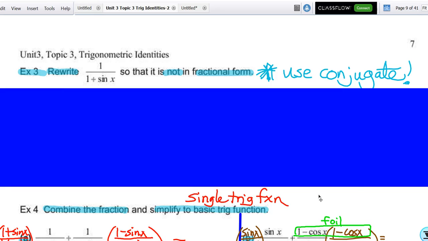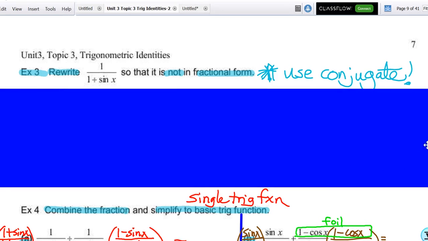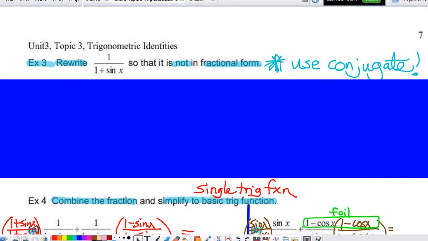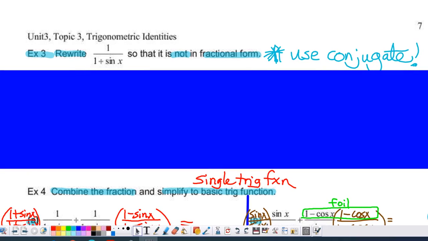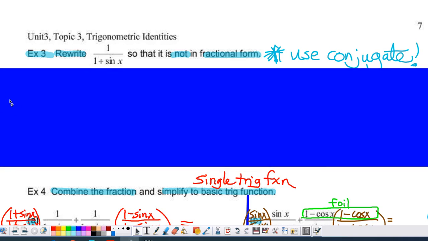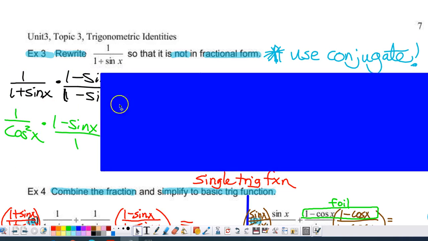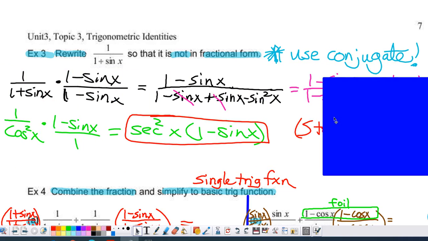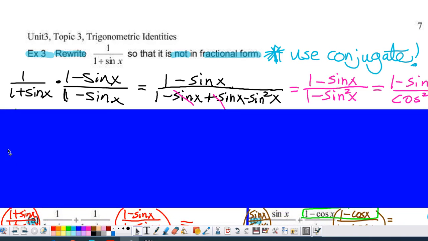I'm on page 7, and to do page 7, my first hint is that you need to use what you know about conjugates. So if it says rewrite 1 over 1 plus sine x so that it's not in fractional form, multiplying by a conjugate, which would be 1 minus sine x over 1 minus sine x, gets rid of that denominator so that the trig function is no longer in the denominator. So multiplying by the conjugate.